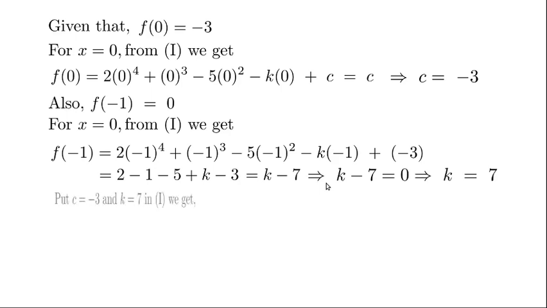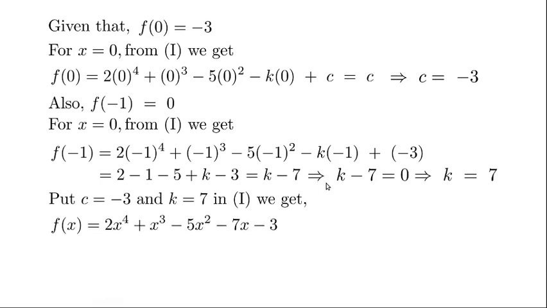Now substitute these two values, c equal to minus 3 and k equal to 7, in equation 1, and we get the actual f of x. So f of x equals 2x raised to 4 plus x cube minus 5x square minus 7x minus 3.